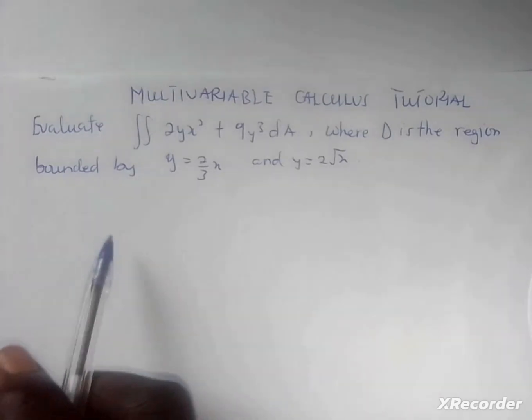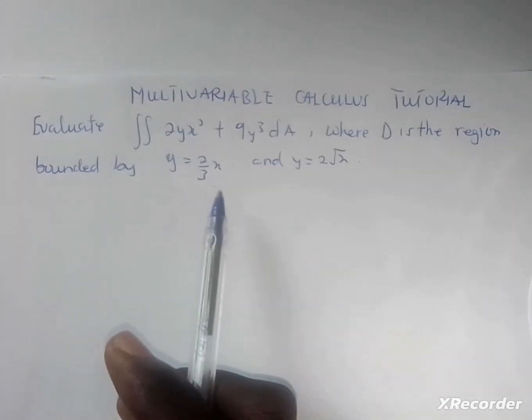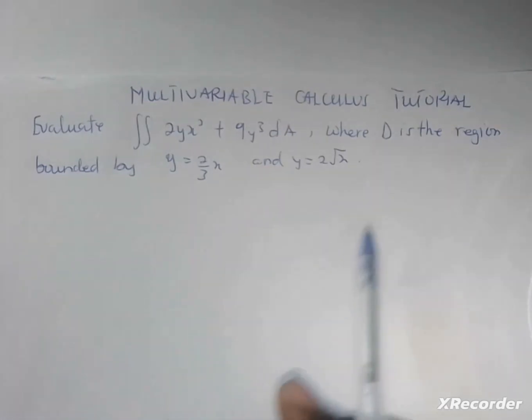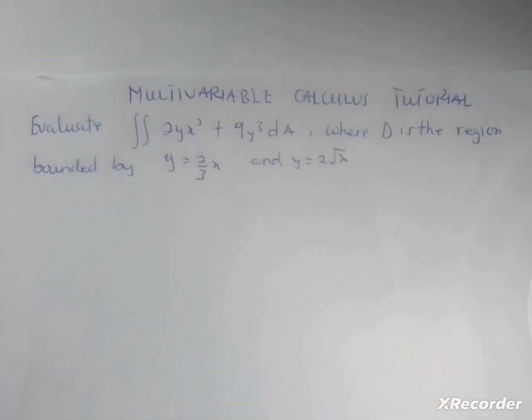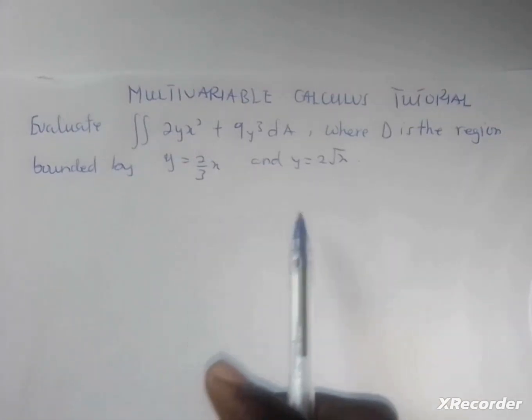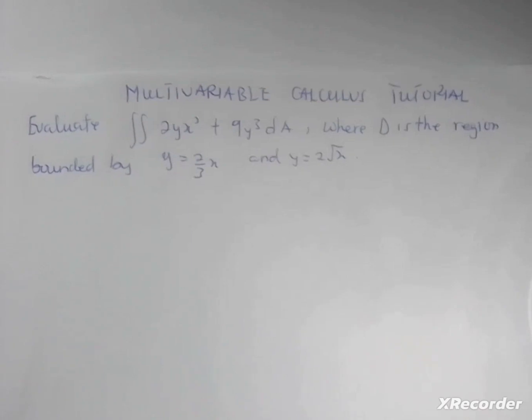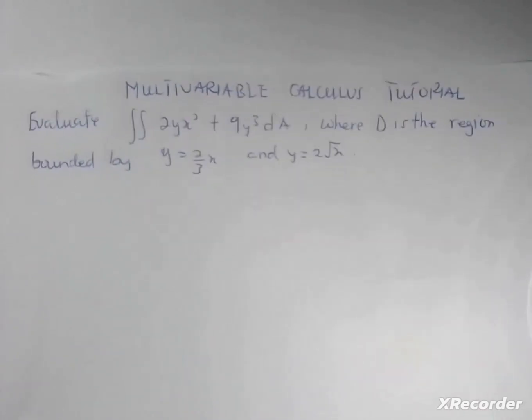It says evaluate the double integral of 2yx squared plus 9y cubed dA. Then the region with which we are going to integrate is y is equal to 2 over 3x and y is equal to 2 root x. You realize that this is a line and this is a curve, right? So once you have this, what are you going to do?